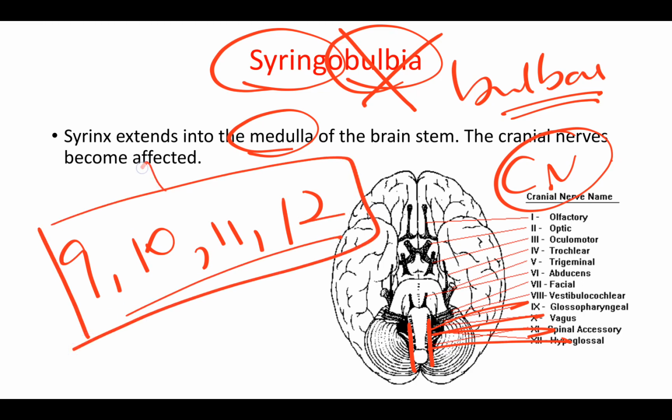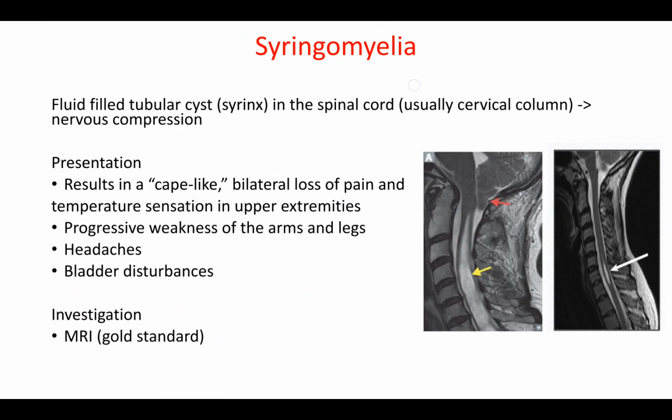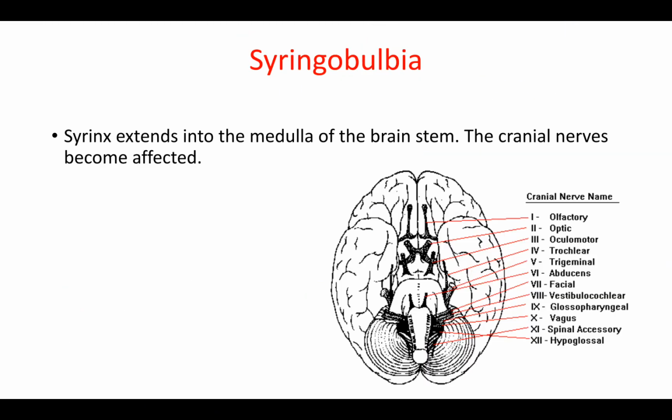And if the syrinx goes a little upwards, it may also be in the pons. That would be your middle 4, that will be 5, 6, 7 and 8. So these cranial nerves will be affected. Along with the bilateral arm weakness symptoms, if you also have cranial nerve symptoms, that would be syringobulbia. All right. So that's all about syringomyelia and syringobulbia.